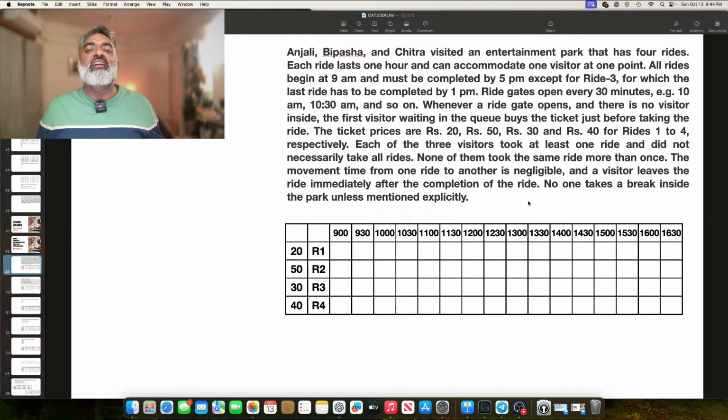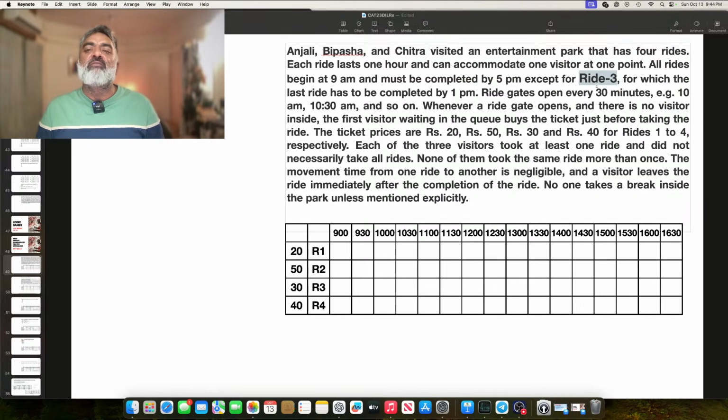All rides begin at 9 a.m. and must be completed by 5 p.m., except for ride 3. Okay, great. Except for ride 3, I have to remember that ride 3 gets over at 1 p.m. So this is one rule that I have to remember. Ride gates open every 30 minutes, example 10 a.m. and 10:30 a.m. and so on. Whenever a ride gate opens and there is no visitor inside, the first visitor waiting in the queue buys the ticket just before taking the ride.